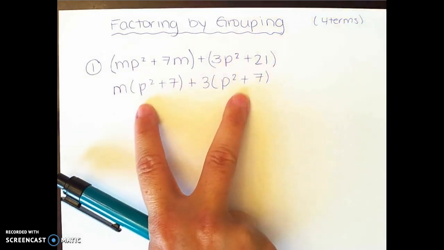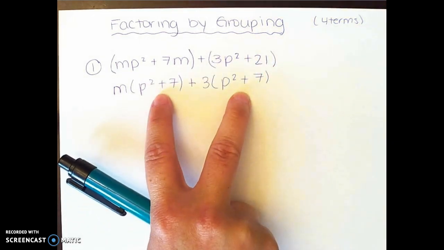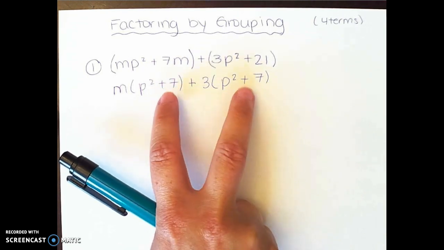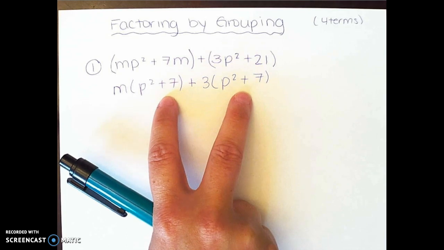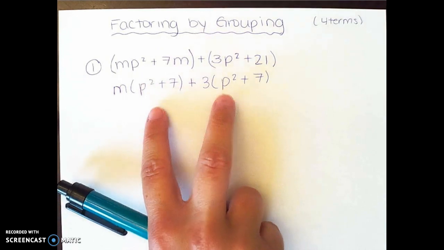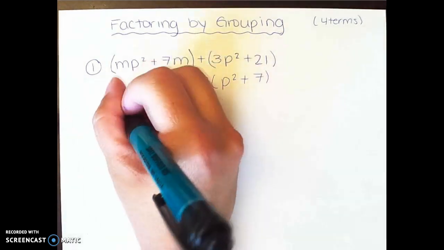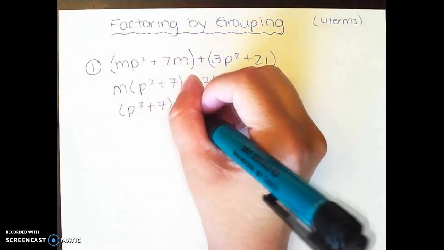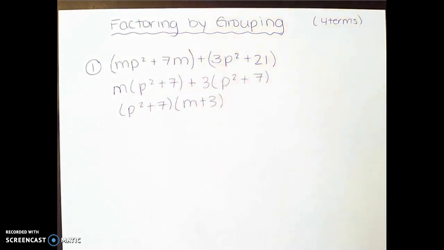That's the key here, is that I end up with matching binomials. And that's because now I can factor out p squared plus 7. If you don't end up with matching binomials here, you've made a mistake, or maybe you need to do some rearranging before grouping terms together. So I have p squared plus 7 times m plus 3 as my final answer.